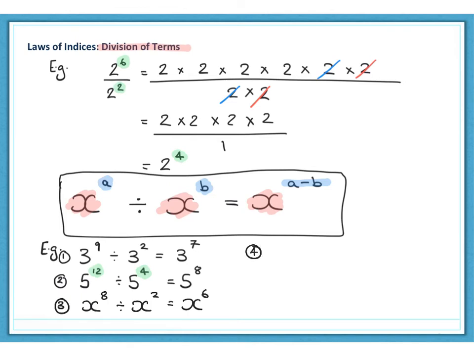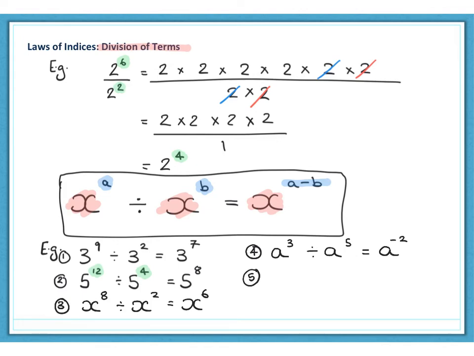Let's do two last examples. So number 4, we've got a to the power of 3 divided by a to the power of 5. Now 3 take away 5 is negative 2. We'll end up with a to the negative 2. And again, we'll be looking at negative indices and what they mean in a little bit more detail later on.